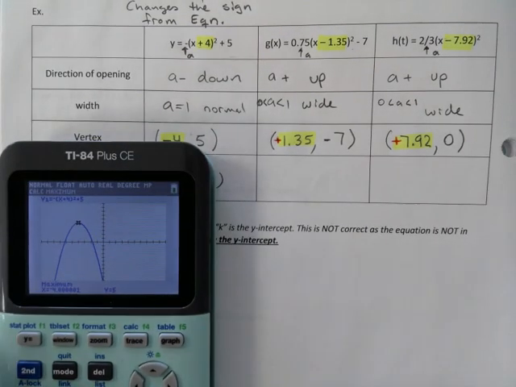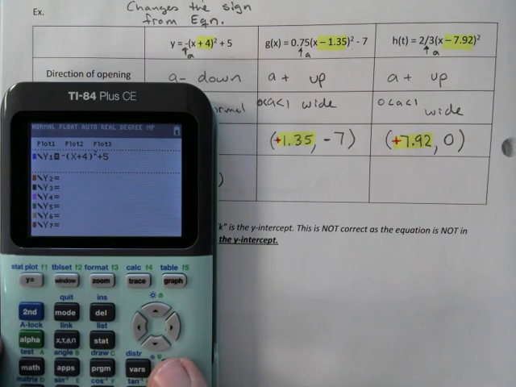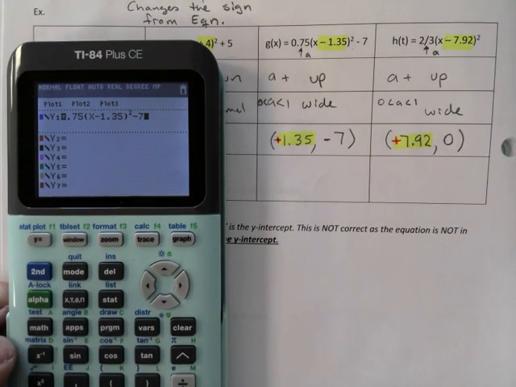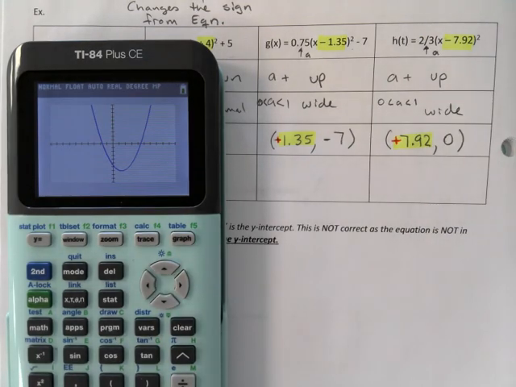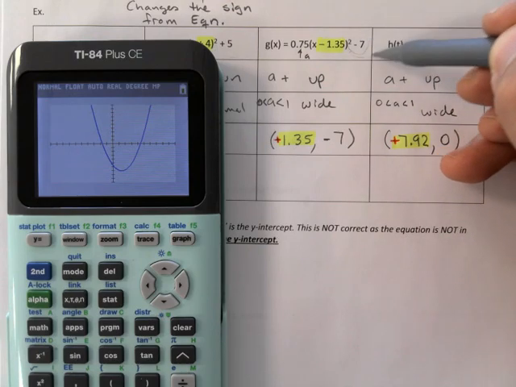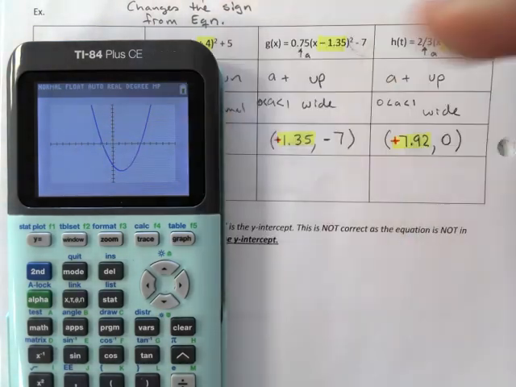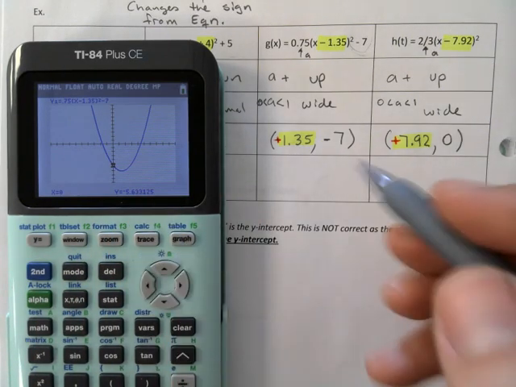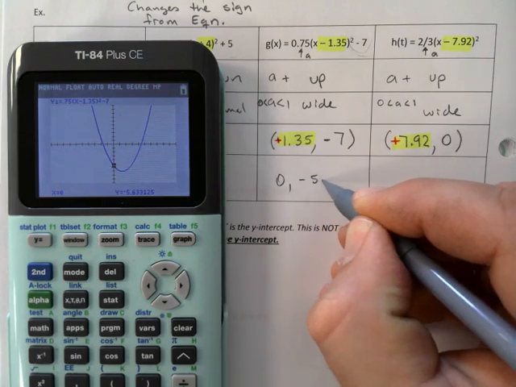Let's do one more, just to play with the settings and window and all that. So I'm going to clear that. 0.75 times (x minus 1.35) squared minus 7. I expect it's pointing up, and the vertex is going to be below the x-axis, so I expected 2 intercepts. Second trace 1, x is equal to 0. It is actually minus 5.63.